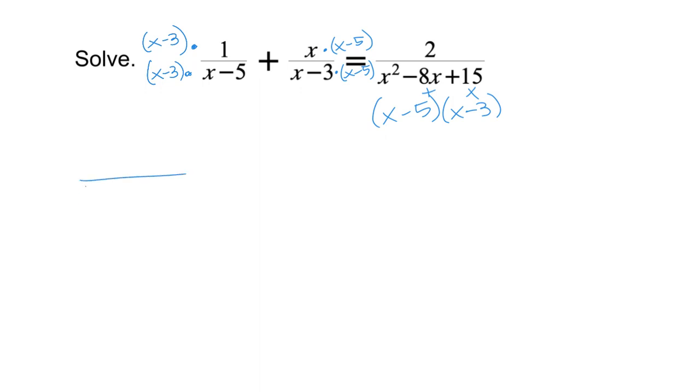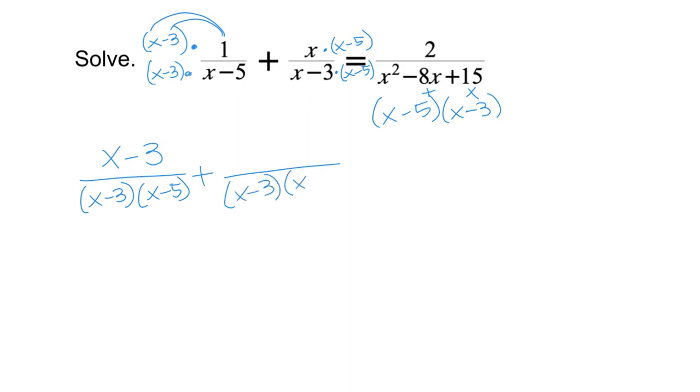I'm going to leave the bottoms the same. I'm not going to multiply the bottoms. I am going to multiply the tops. 1 times this is just going to be an x minus 3. Second fraction, I'm going to leave it the same on the bottom, and I'm going to multiply out the top. X times x is x squared. X times negative 5 is negative 5x. And then my third fraction just stayed the same.